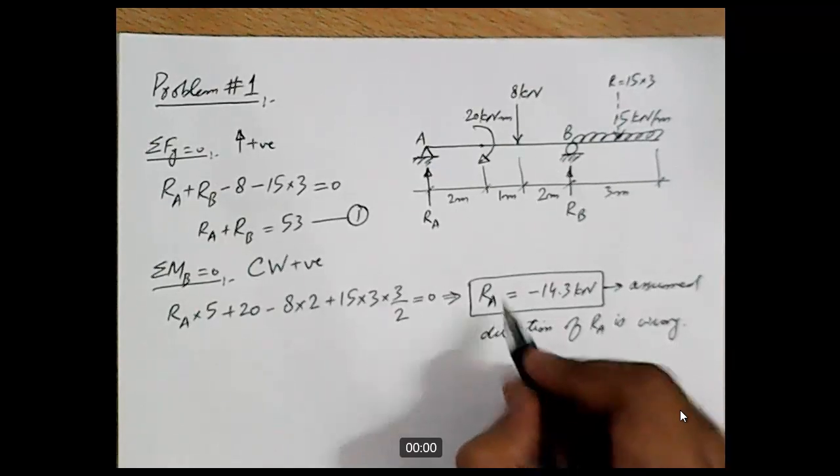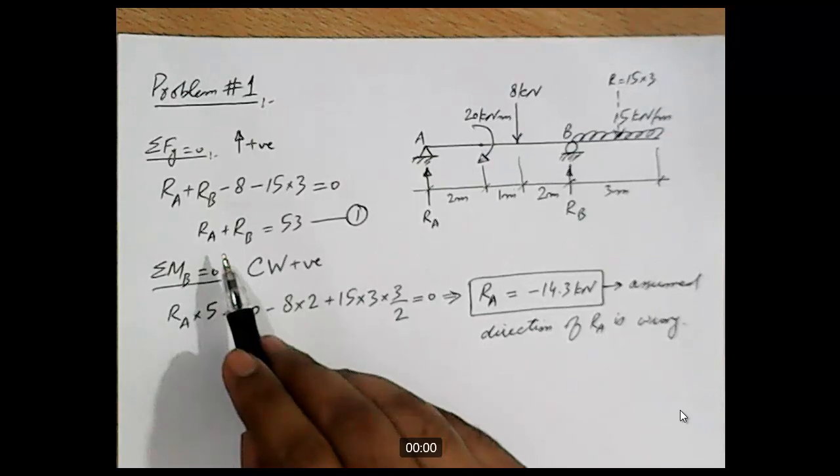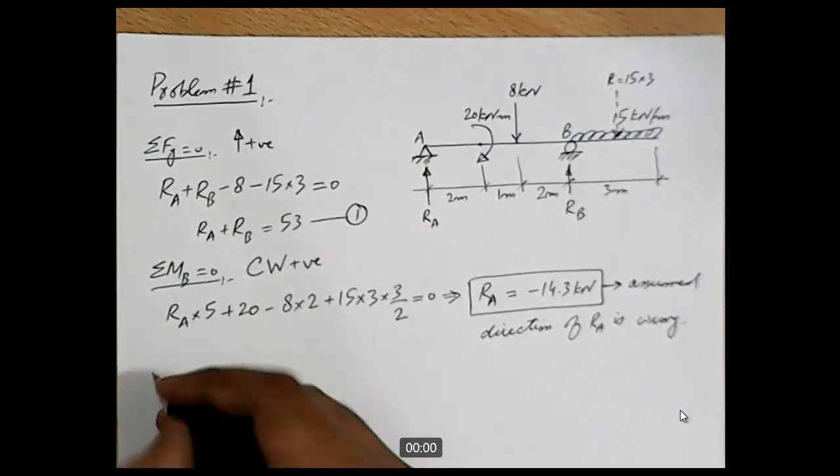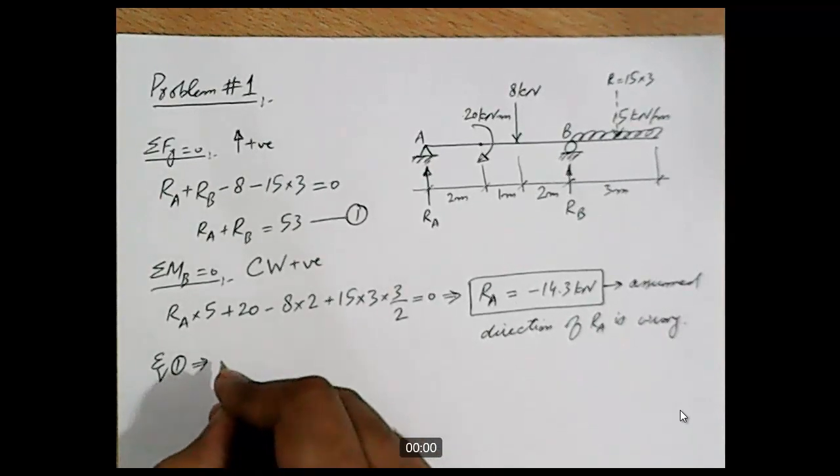But using this RA, we can calculate the value of RB by plugging RA into equation number 1. So equation number 1 employs RA.